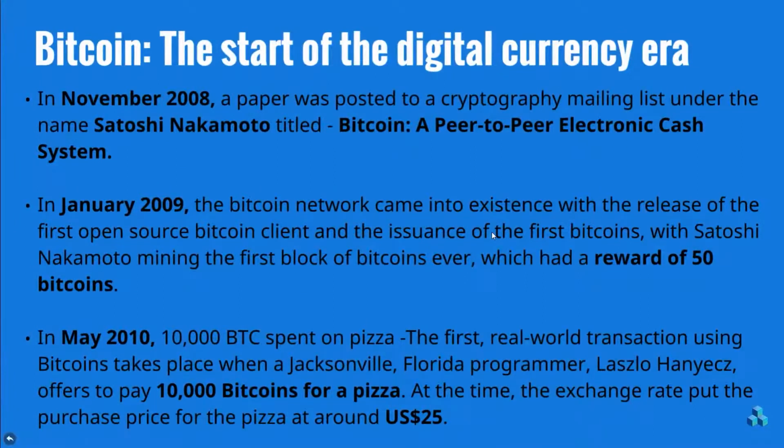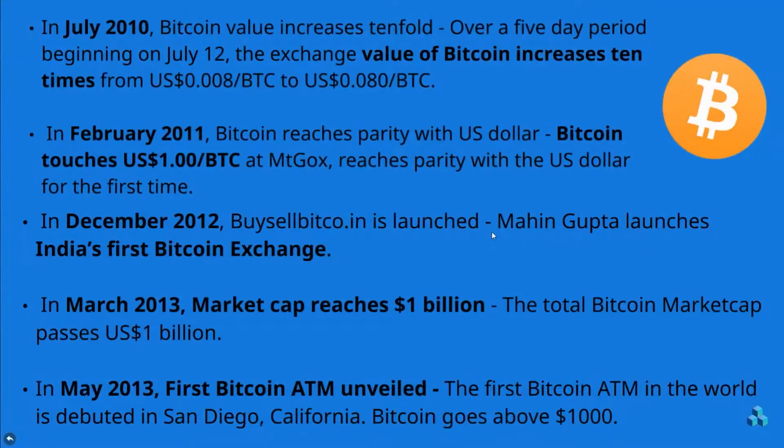In May 2010, this was the time when 10,000 Bitcoins were spent on a pizza. This was the first real world transaction of Bitcoins, which took place in Jacksonville, Florida, where a programmer offered to pay 10,000 Bitcoins for a pizza. At that time, the value of 10,000 Bitcoins was $25. In today's value, it's about $63 million. So that's the real truth of Bitcoin. All right, so let's move on.